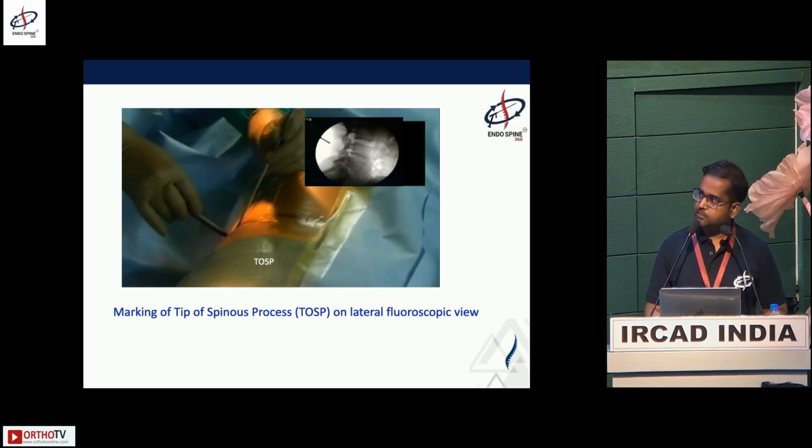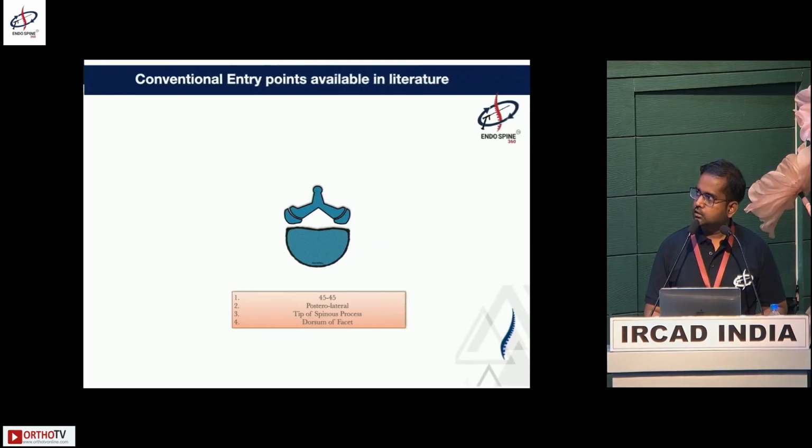And the last is the tip of spinous process entry. Again, the rod is placed on the tip of the spinous process as we can see here, and this point is marked on the patient's back. So these four entry points you can remember. These are the conventional entry points which are available in the literature: 45-45, posterolateral, tip of spinous process, and the DFJ. So these are the four entry points from the medial to the lateral of the patient's dorsum.